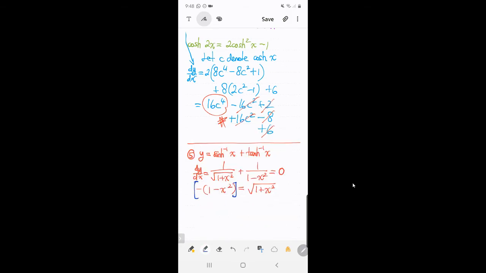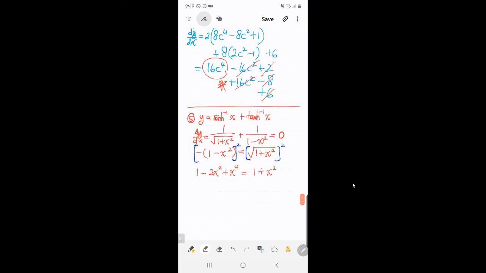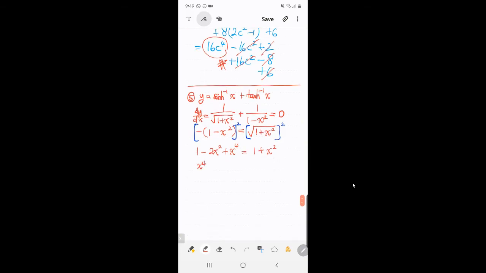Okay. Then later on you have to show that you only have one answer. So you square both sides to solve the problem. So you will get the answer 1 minus 2x squared plus x to the power of 4, and this is equal to 1 plus x squared. So simplify further, you have x to the power of 4 minus 2 minus 1, so minus 3x squared. 1 and 1 cancel out, so this is equal to 0.